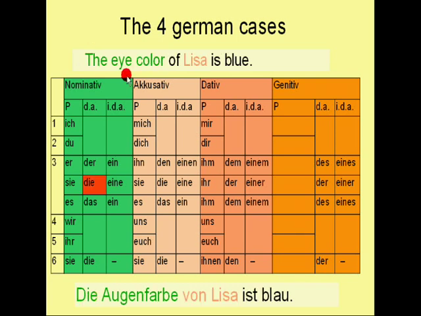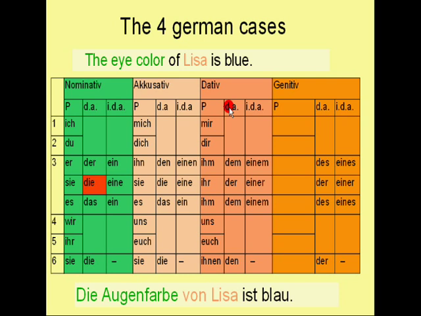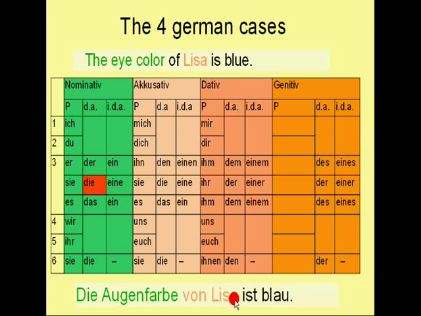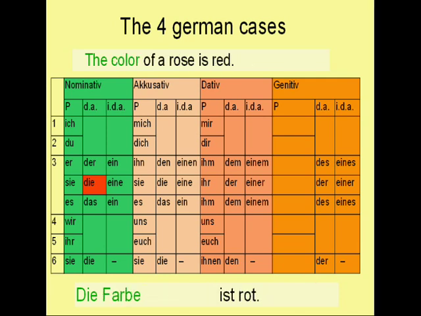Now let's try to put it in the dative case. Again, the eye color of Lisa is blue. But because Lisa is now in the dative case, we put the preposition von and we add the name Lisa, but we don't add an additional S this time because now Lisa is in the dative case. So the whole sentence would read, Die Augenfarbe von Lisa ist blau.